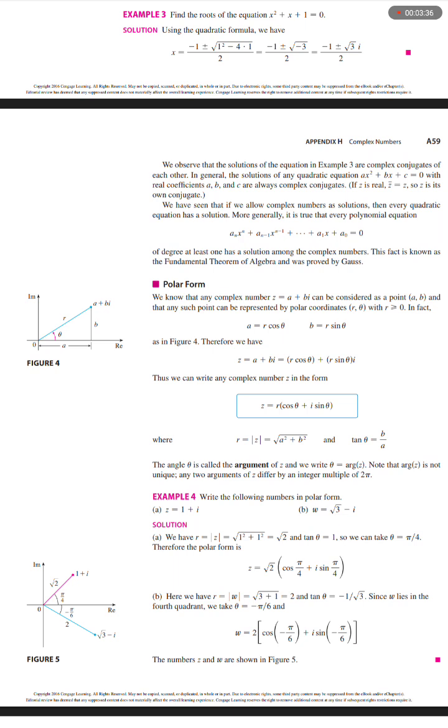Figure 4. Imaginary on the vertical axis, and the horizontal axis is real, and there is a point a plus bi and an angle theta. That's in the sidebar, figure 4. Back to the text.